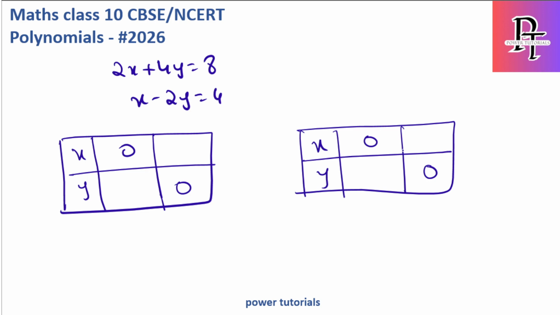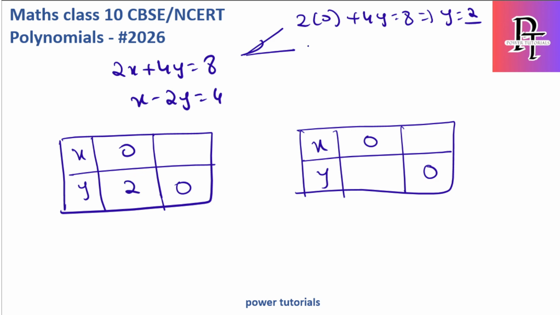But you have to get two values. Keep any x value, get the y value. Keep any y value, get the x value. So if I keep x as 0 in the first equation, what will I get? If I keep x as 0, it becomes 2 into 0 plus 4y is equal to 8. So I'll calculate the y value as 8 by 4, which is 2. I got the value as 2.